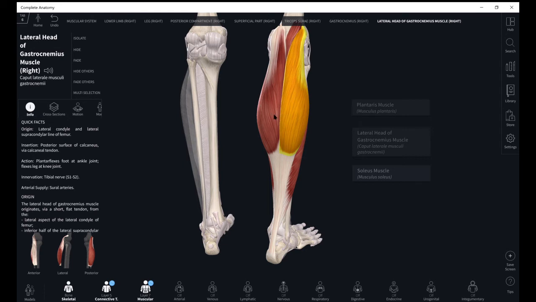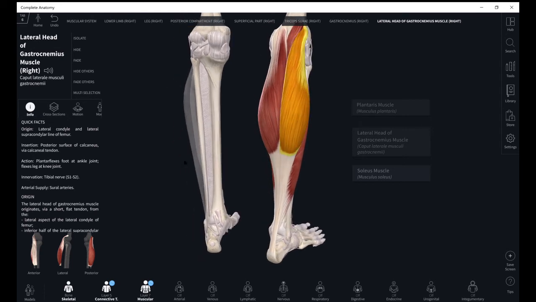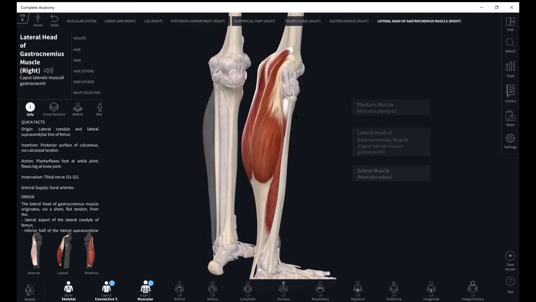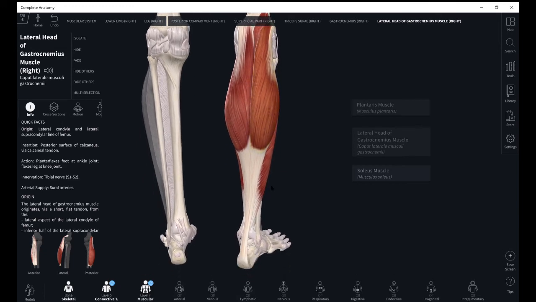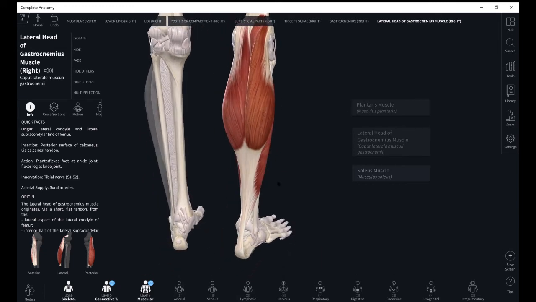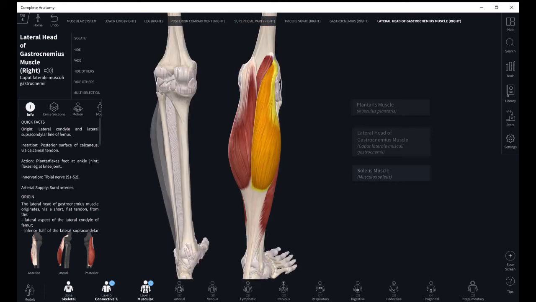Both a lateral and a medial head. The lateral head, the origin is the lateral condyle and lateral supracondylar line of the femur. So it crosses that joint line for its origin, and then inserts into the posterior surface of the calcaneus via the calcaneal tendon. Its action is plantar flexion of the foot at the ankle joint, and because it crosses the knee joint, it also flexes the leg at the knee joint. It's innervated by the tibial nerve S1 and S2.